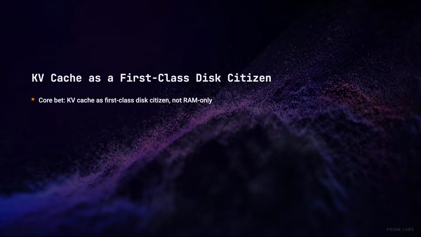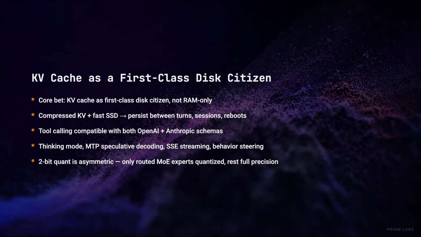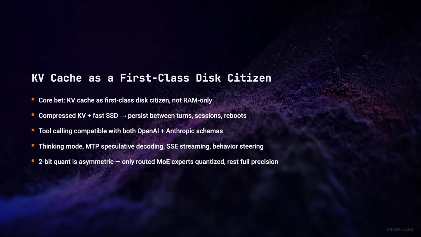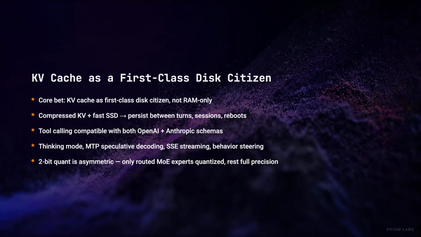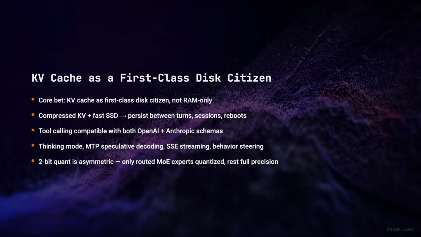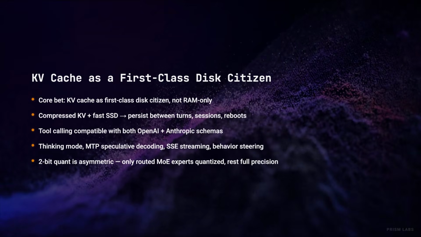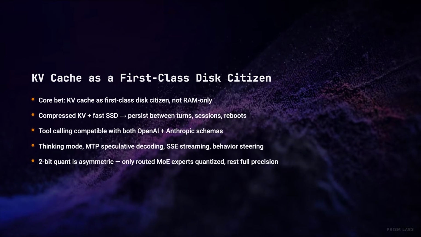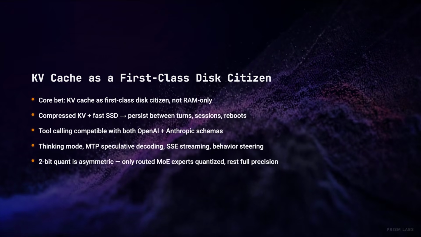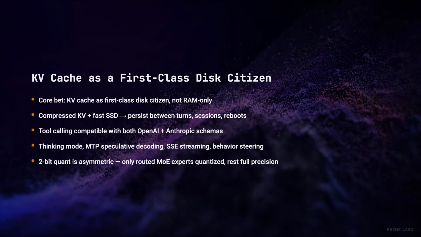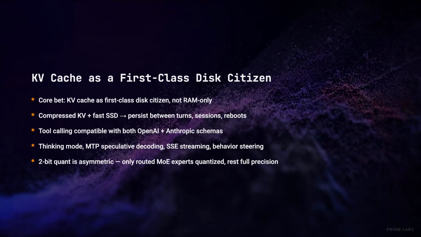The architectural bet underneath ds4 is one sentence from the README. The KV cache is a first-class disk citizen. Every other local inference engine treats the KV cache as RAM resident, because RAM is fast and disk is slow. Antirez's argument is that DeepSeek V4 Flash compresses its KV cache aggressively enough, and modern MacBook SSDs are fast enough, that the assumption no longer holds. It persists the KV to disk between turns, between sessions, even between reboots.